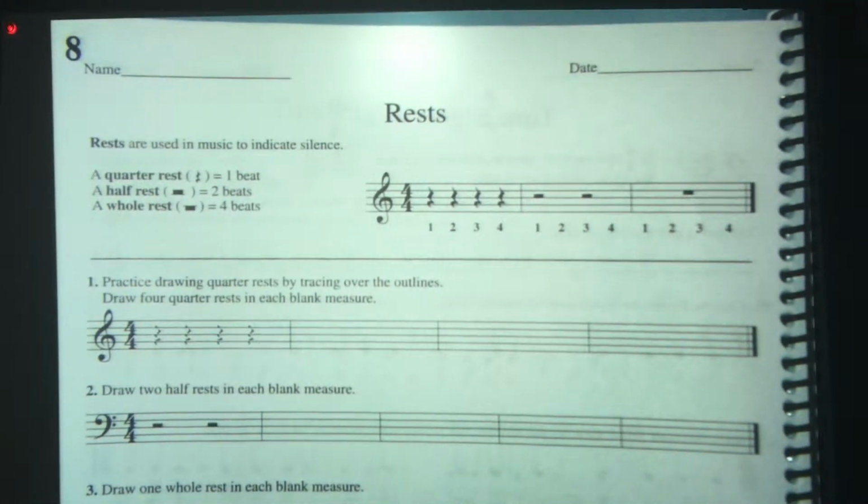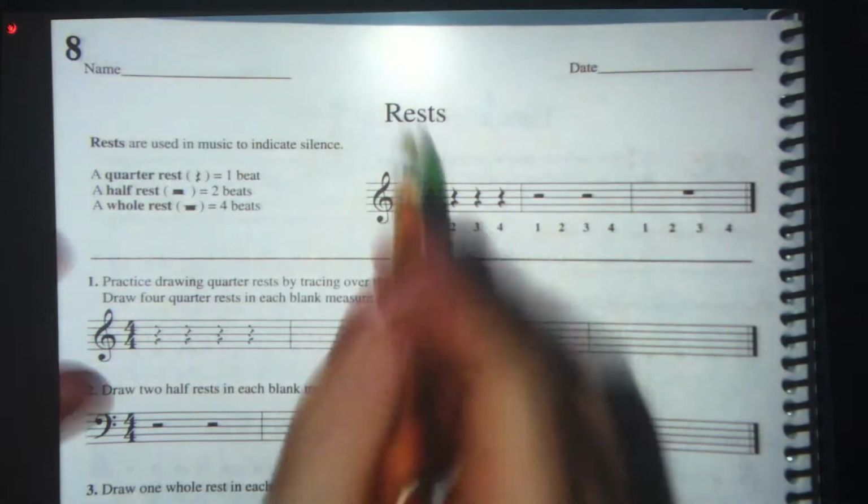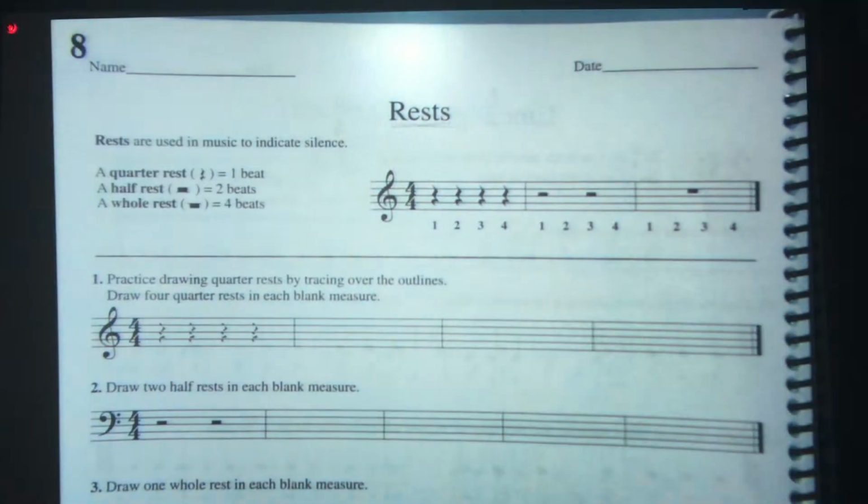This is page 8 in our music theory workbook. We're going to learn about rests. And just like we have notes, we also have rests. And rests are there because in the English language or any language, we need to pause.